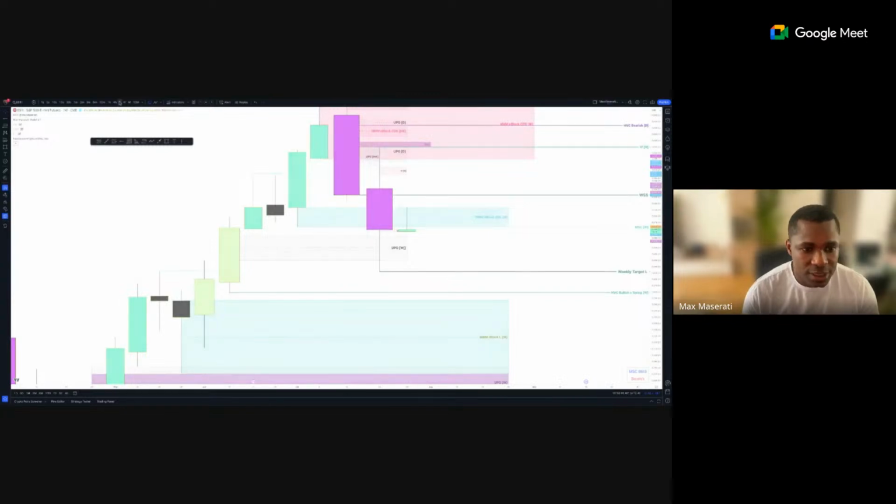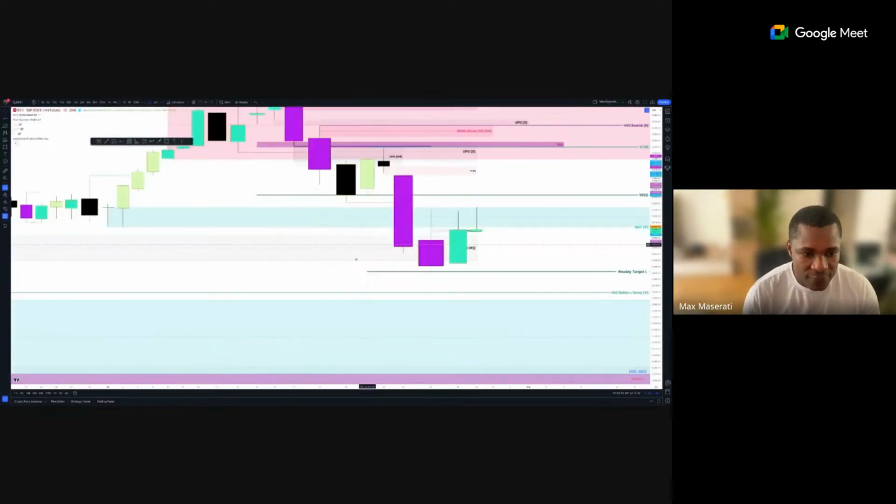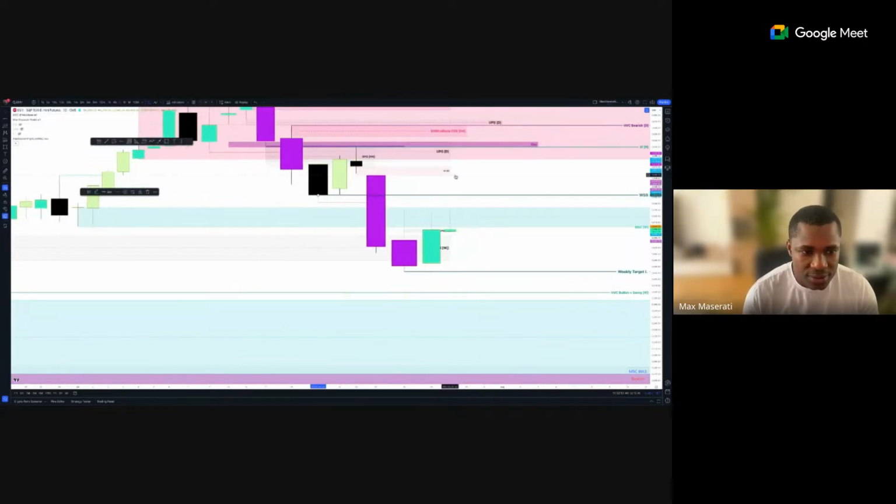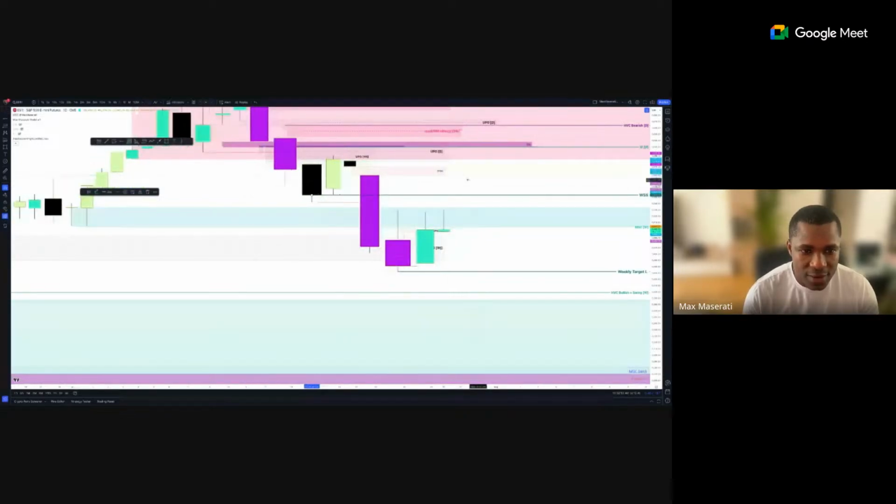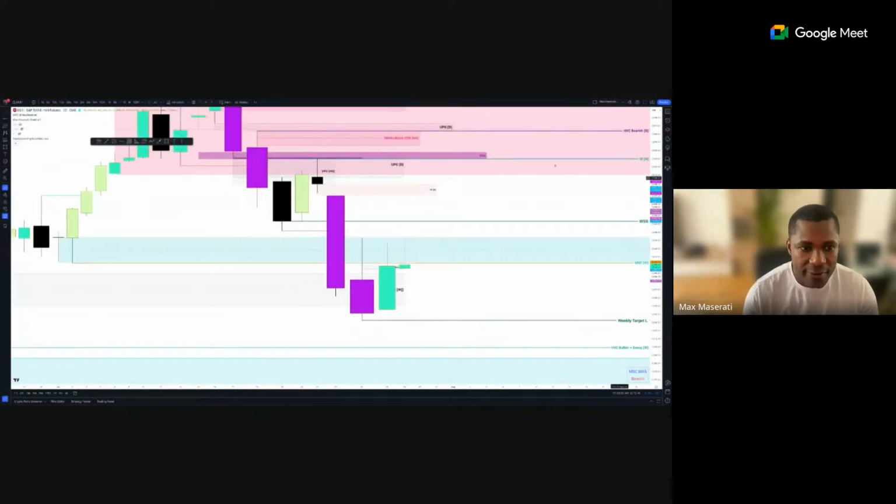So on the daily, on Friday, what did we have? We had the weekly swing success. We have a volume imbalance here, so we don't want price to come all the way up here to violate this level. These are CDS on the daily as well.